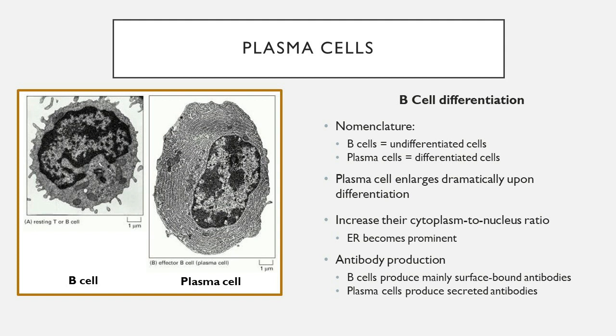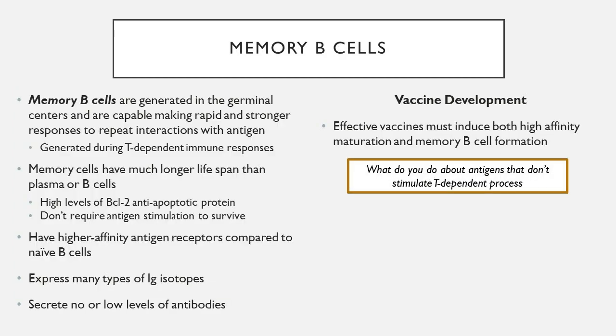This picture on the left, I think, illustrates the difference between B cells and plasma cells very well. In addition to plasma cells, memory B cells are also generated in the germinal centers and are produced during T-dependent B cell activation processes. In comparison to plasma or naive B cells, memory cells have much longer lifespans for two reasons. One is that they have much higher levels of the anti-apoptotic protein BCL2, and furthermore, they don't require antigen stimulation in order to survive.